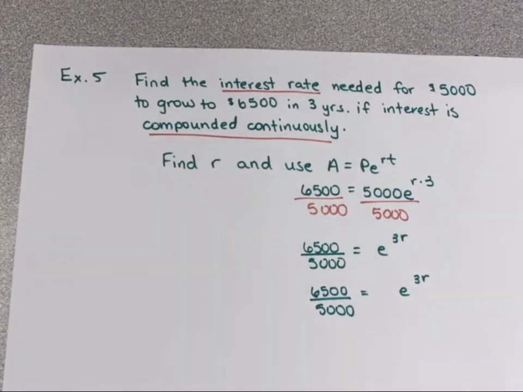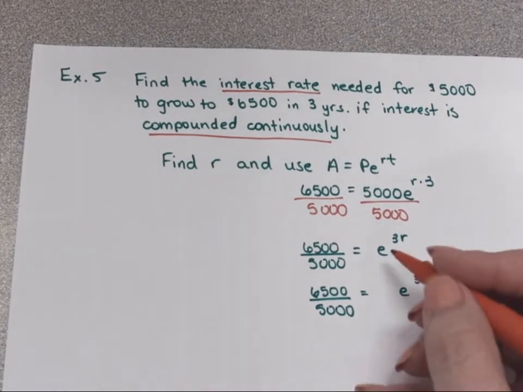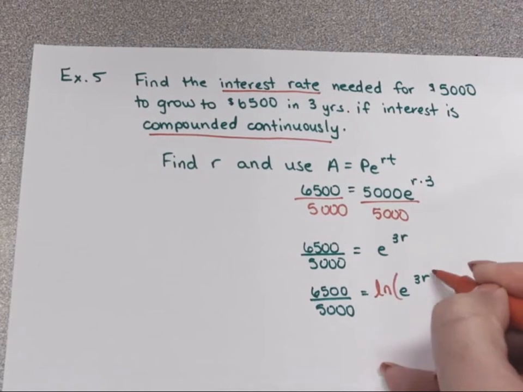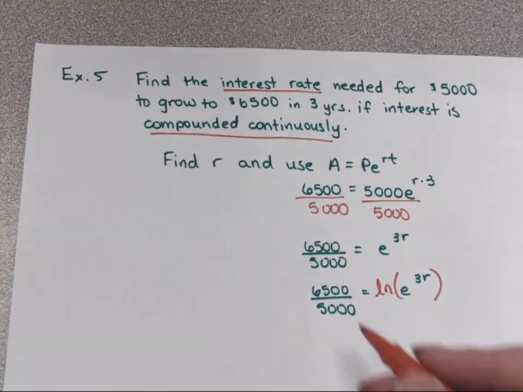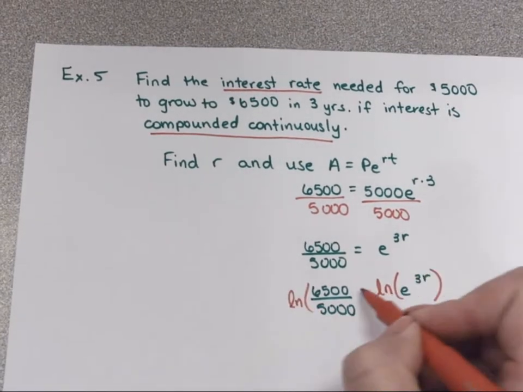So what is the opposite of E? How can we undo the E part? Natural log, right? So I'm not going to multiply by natural log. That's not a thing. I'm going to take the natural log. It's like an action. It's a verb. Take the natural log of both sides. So I need to take the natural log of this side too.